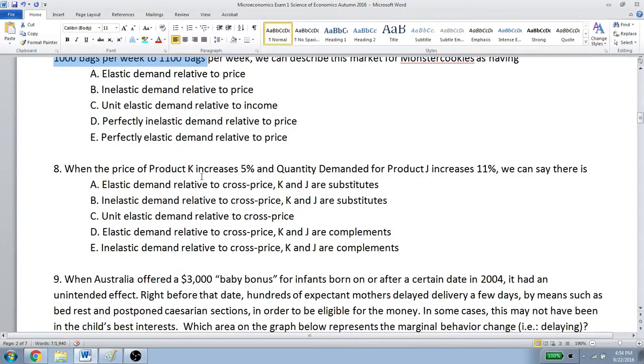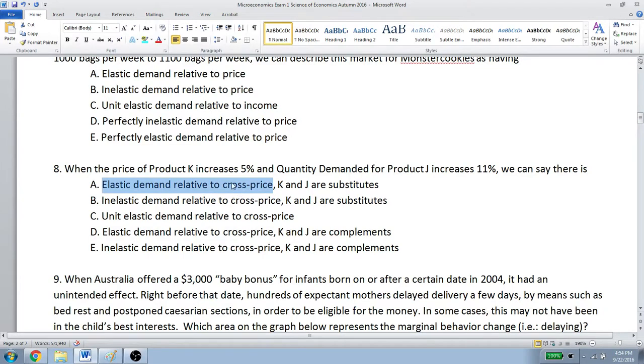When the price of product K increases 5% and quantity demanded for product J increases 11%, then we can say that there is an elastic cross-price relationship. And so we see elastic demand relative to cross-price, elastic demand relative to cross-price. So either A or D is the correct answer because they both have an elastic cross-price.